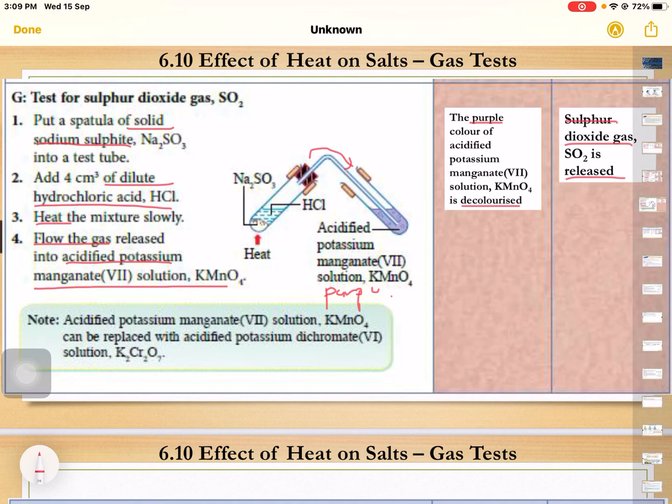Okay, we can note here, other than using acidified potassium manganate(VII) solution, we also can use acidified potassium dichromate(VI) solution.